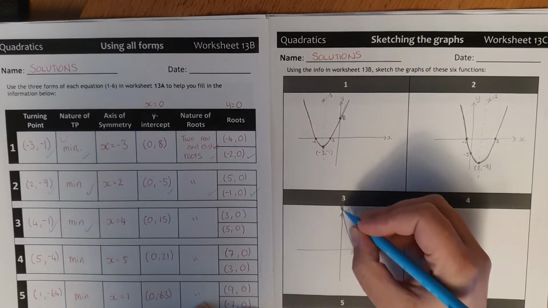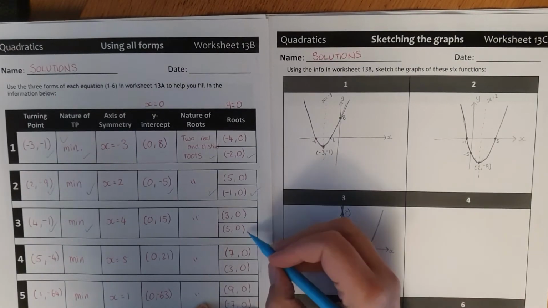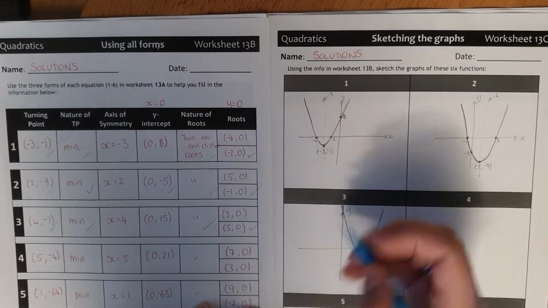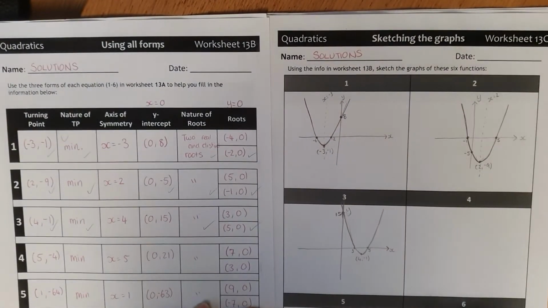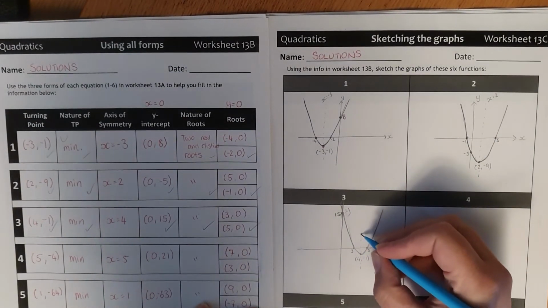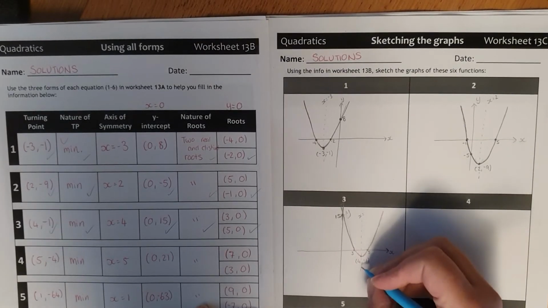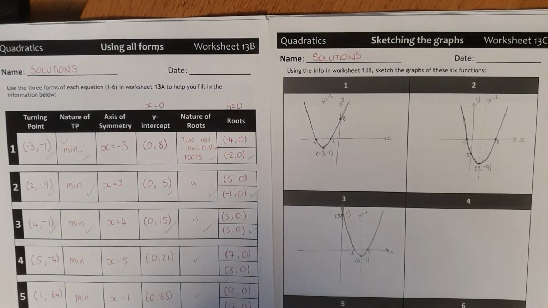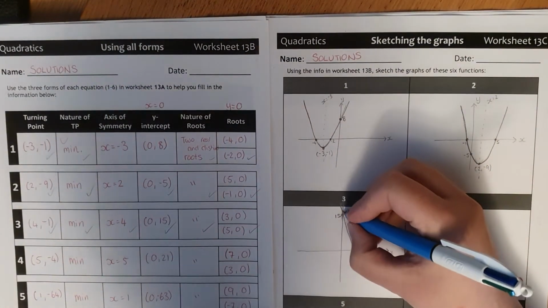Well, we need the y-intercept, so I need to show that. So I've done that. My roots were 3 and 5, so I've done those. It's clearly got two distinct roots. Y-intercept is 0, 15, so I've managed to just alter my graph to make sure I get it in. And then axis of symmetry. It's a vertical line, which always has the equation x equals. What must x equal at all points on there? x must equal 4.